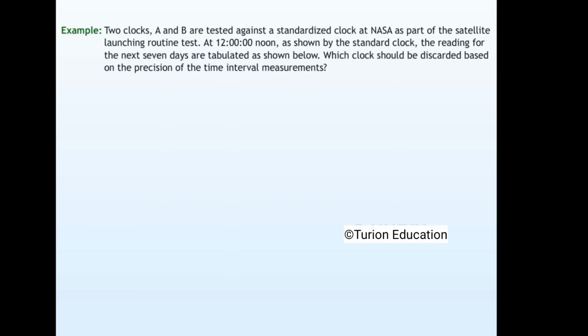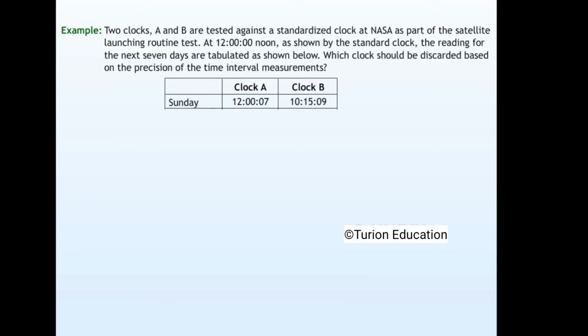Example 2.6. Two clocks, A and B, are tested against a standardized clock at NASA as part of the satellite launching routine test. At 12 noon, as shown by the standard clock, the readings for the next 7 days are tabulated as shown below. Which clock should be discarded based on the precision of the time interval measurements? Clock A, clock B. Sunday, clock A, 12 hours 0 minutes 7 seconds. Clock B, 10 hours 15 minutes 9 seconds.